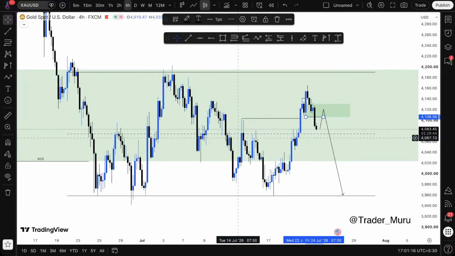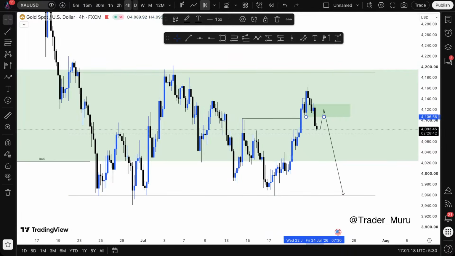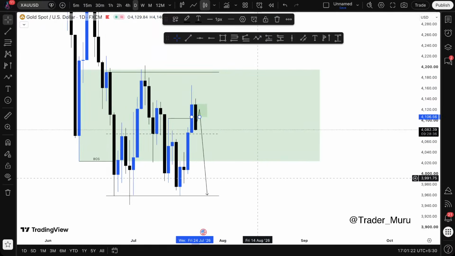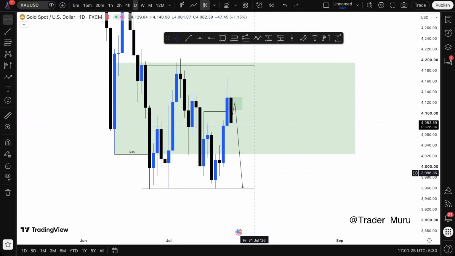Because this is a complicated structure and the daily time frame is in range, we cannot expect a straight one-sided move. Price is continuously changing its direction.